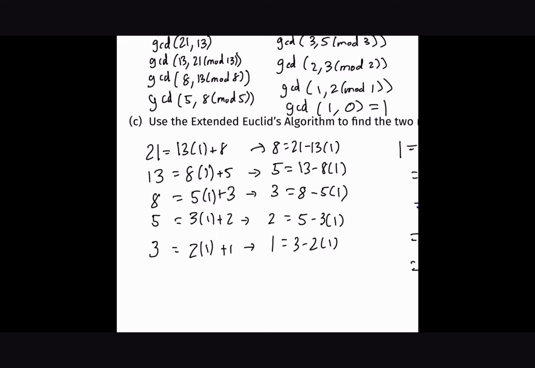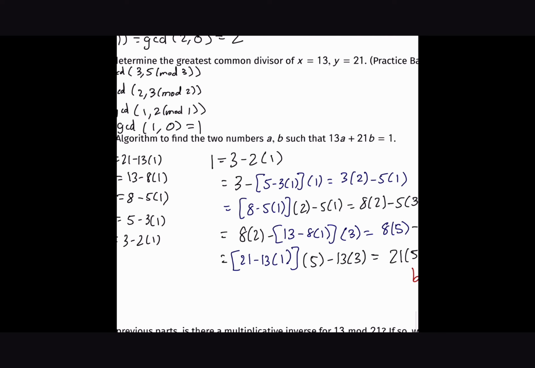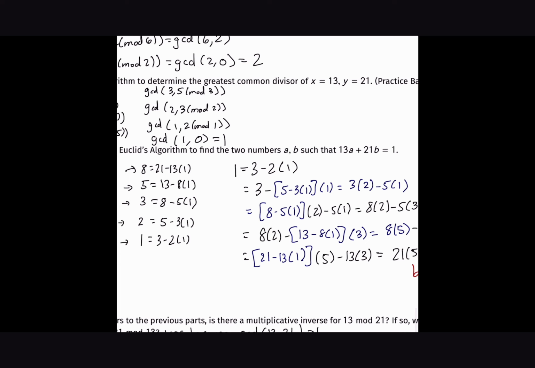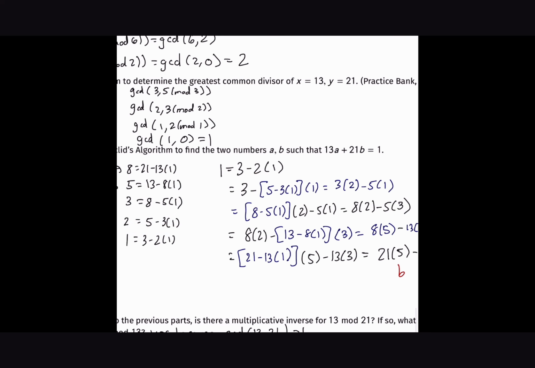So once we get these equations right here, we could try to rewrite these, bringing it back up. So we know that 1 is equal to 3 minus 2 times 1, and we already know what 2 is. 2 is equal to 5 minus 3 times 1, so we can substitute this equation right here into 2. Thus we get 3 minus (5 minus 3 times 1), and we simplify this to be 3 times 2 minus 5 times 1.